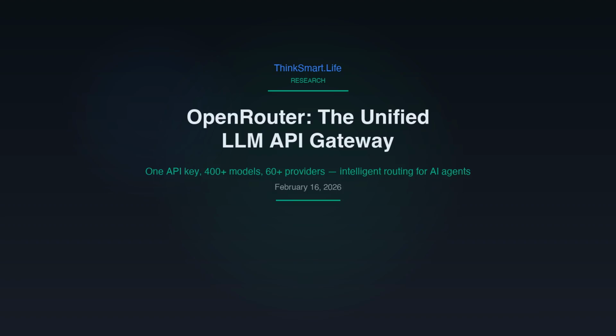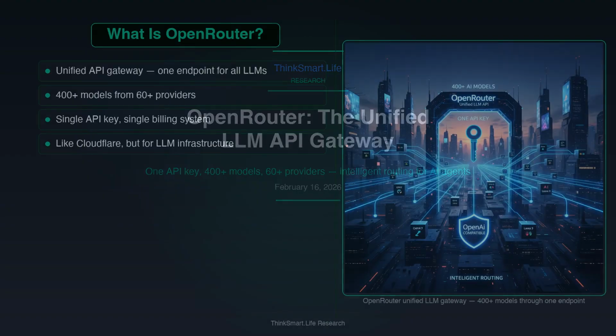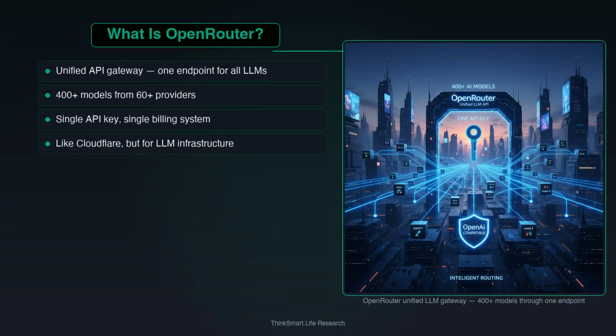OpenRouter is a unified API gateway that gives you access to over 400 large language models from more than 60 providers, all through a single endpoint. Think of it as the Cloudflare of LLM APIs, a smart layer that normalizes, routes, and optimizes your requests across providers like OpenAI, Anthropic, Google, Meta, Mistral, and DeepSeek. You get one API key, one billing system, and the same OpenAI-compatible interface you already know.